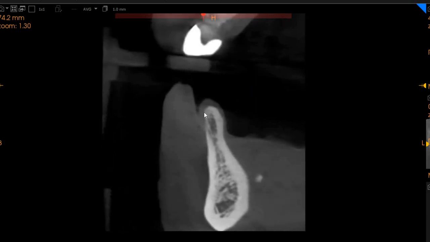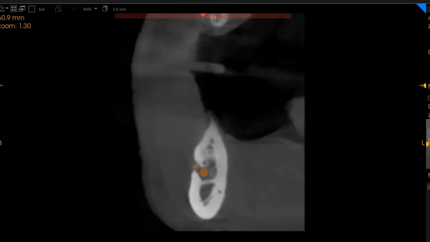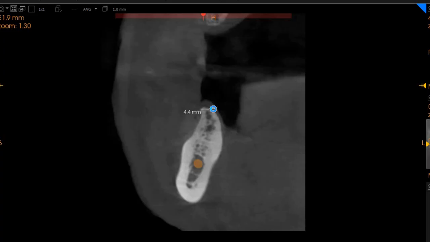Moving to the region of the lower right 4, again very thin ridge here as well, 4 millimeters of ridge width with 14 millimeters of height. In the region of the 5, extremely knife edge ridge, just 3 millimeters. And the region of the 6, we've got an extracted socket here, and here also very limited bone, just 3 millimeters of width with 11 millimeters of height.